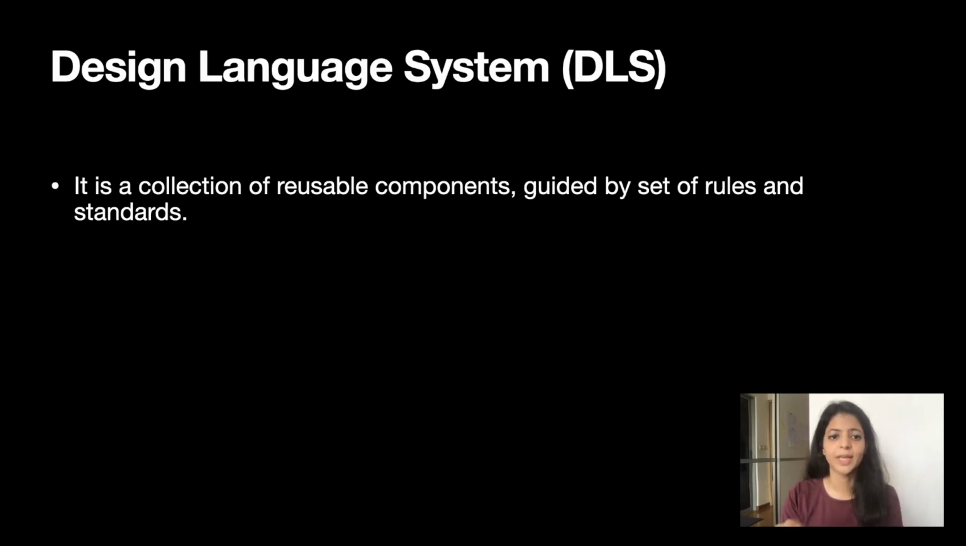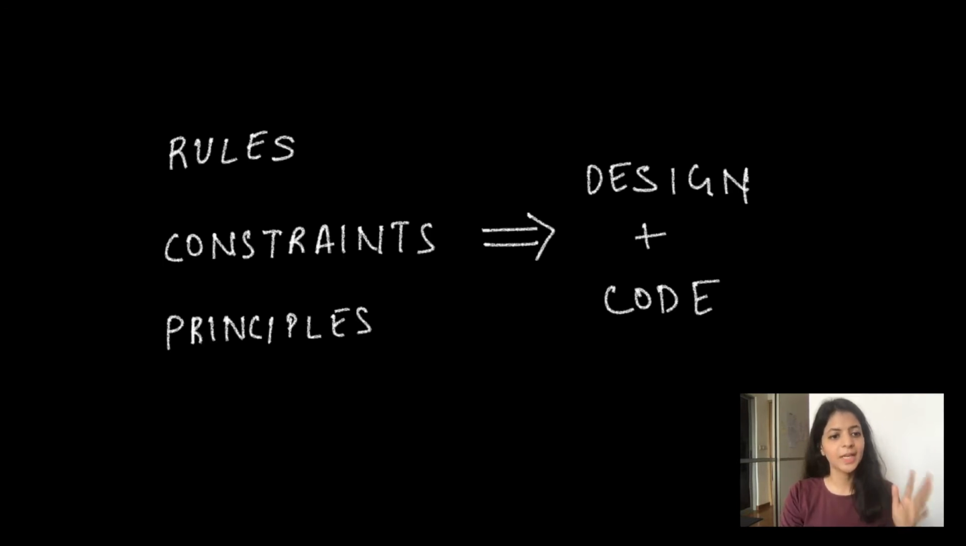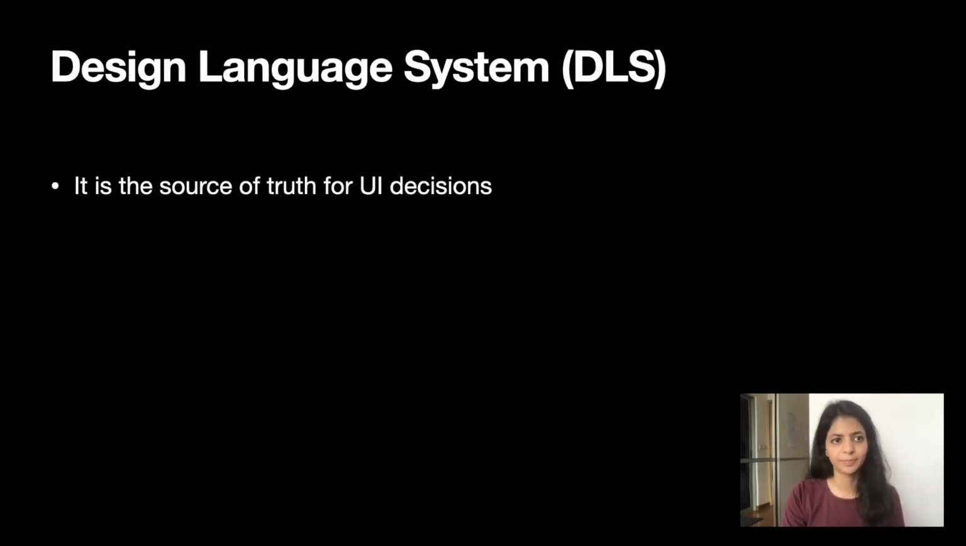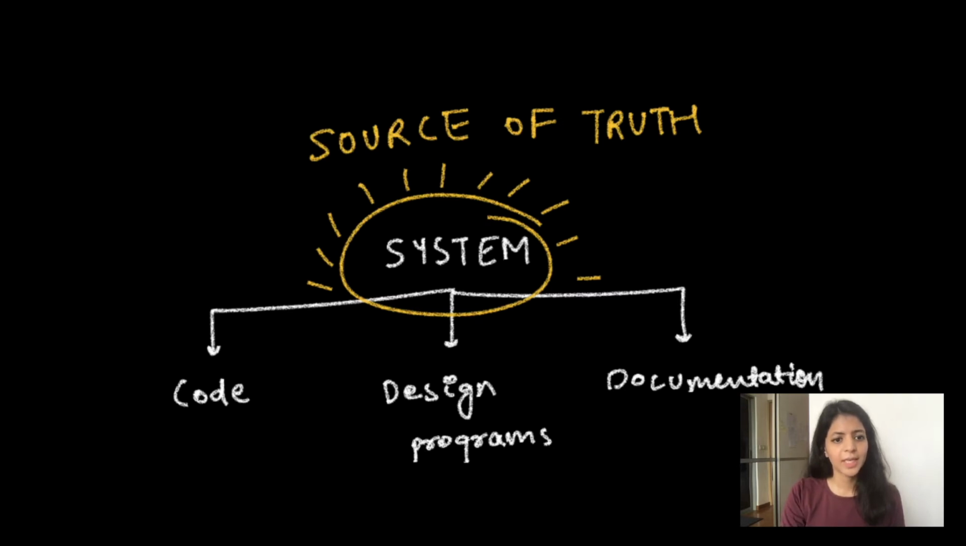DLS stands for Design Language System. It is a collection of reusable components guided by a set of rules and standards. This set of rules, constraints, and principles not only helps in defining the appearance but also in streamlining the behavior throughout the wide range of your company's products. These principles are bound together by a design and code system. This is the source of truth of your system.